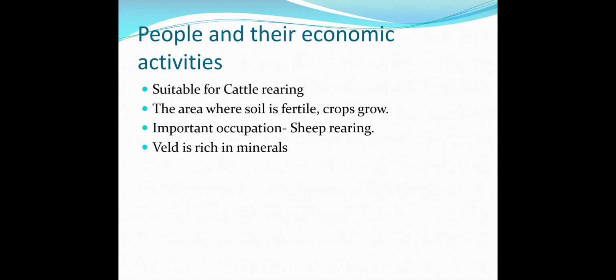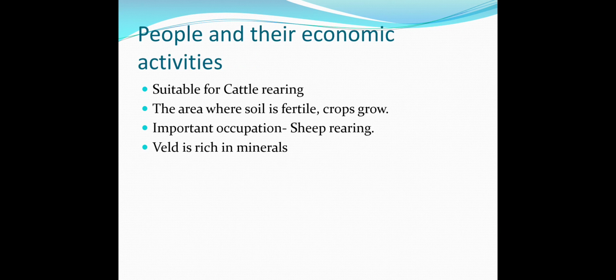Apart from this, the iron and steel industry also developed after the discovery of iron ore and coal. Then Johannesburg is an important industrial and commercial center which is also the gold capital of the world. Clear? Johannesburg. This was about the people and their economic activities.